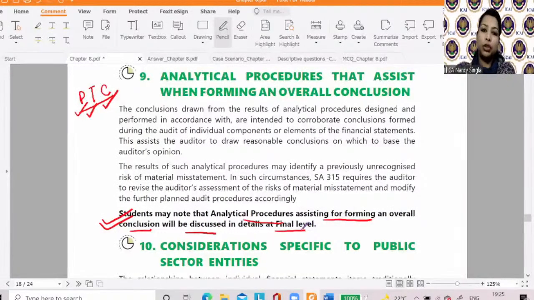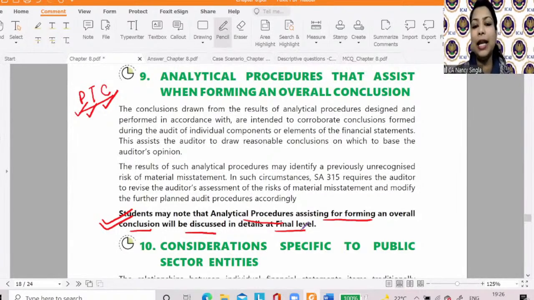So for the purpose of this chapter, please try to understand that whatever analytical procedure the auditor has performed during the planning phase or testing phase, now when he is drawing the conclusion on the financial statements as a whole, he will be using the results of all those analytical procedures.